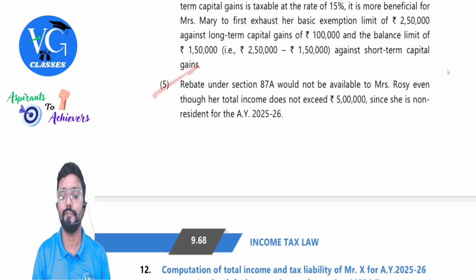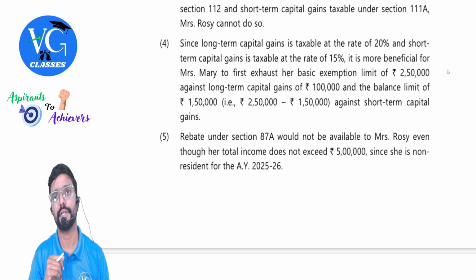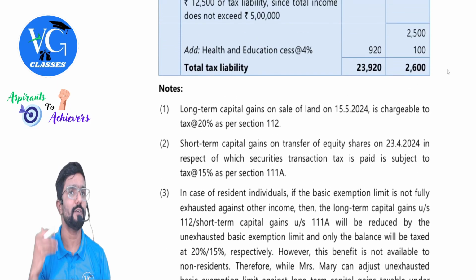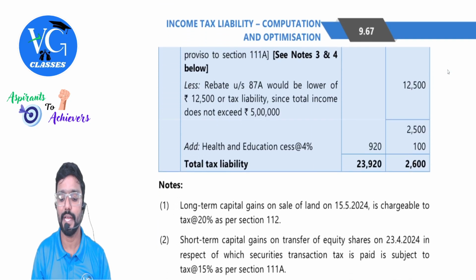See, no rebate for non-resident. Even though the total income is less than 5 lakh, no rebate for her. Why, sir? Because she is a non-resident. Even adjusting the shortfall against the capital gains is not available for her, guys. So she has to pay 23,920 tax in India.